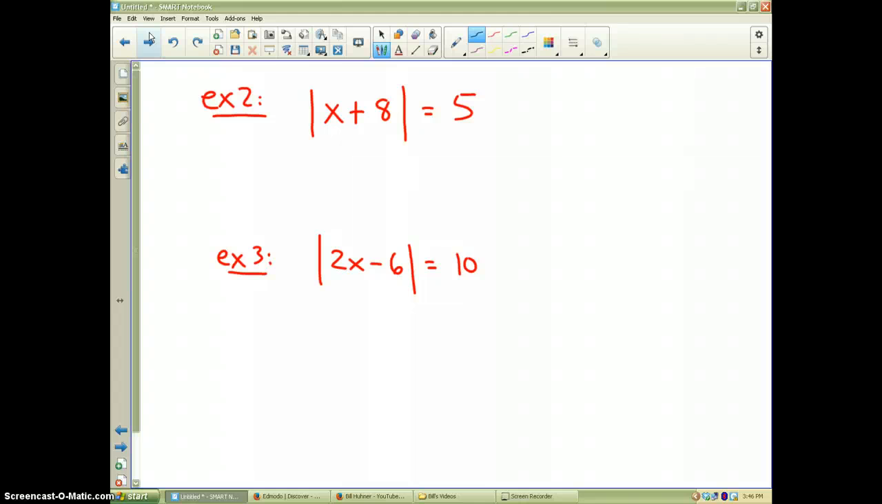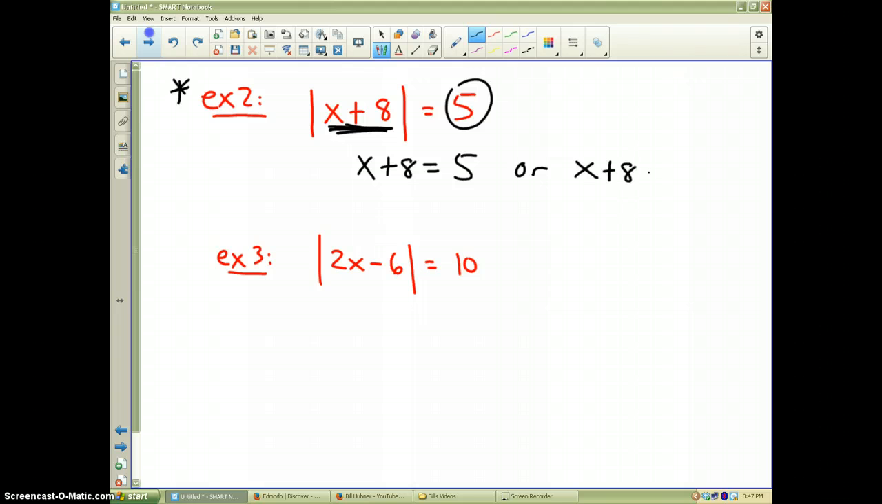All right. I have example number 2, which I'm going to do with you. It says the absolute value of x plus 8 is equal to 5. Now, if you do what we just talked about in the prior video, you take the stuff that's on the inside and set it equal to the positive answer, or you take the stuff that's on the inside and make it equal to the negative answer. When you solve both of these equations, you will come up with the two solutions. And obviously, I'm going to minus 8 to both sides.